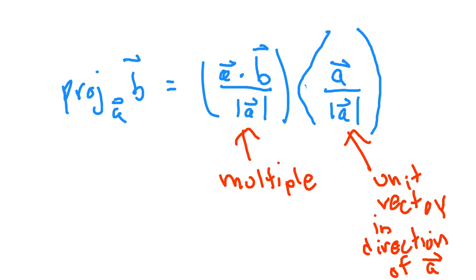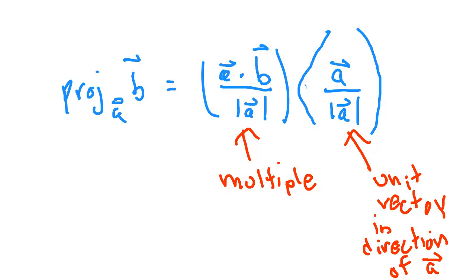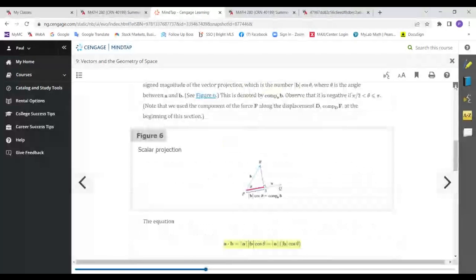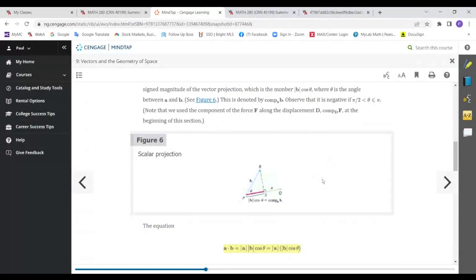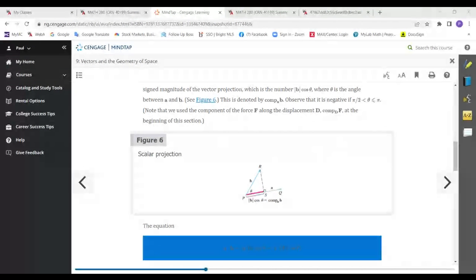And if you look at the picture, if you go to figure 6, just go back here for a moment.